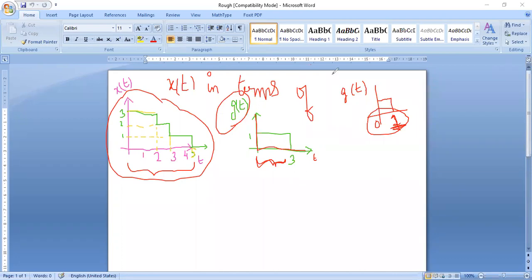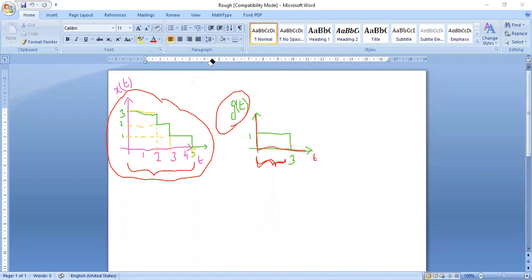To convert my g of t into the standard timings, can you tell me what operation I have to perform? I want the time from 0 to 1. So what operation I have to perform on g of t such that I will get the graph by 3? But inside the bracket, what will we write, t by 3 or 3 into t? G of 3t, very good. So I have to perform initially the operation called g of 3t.